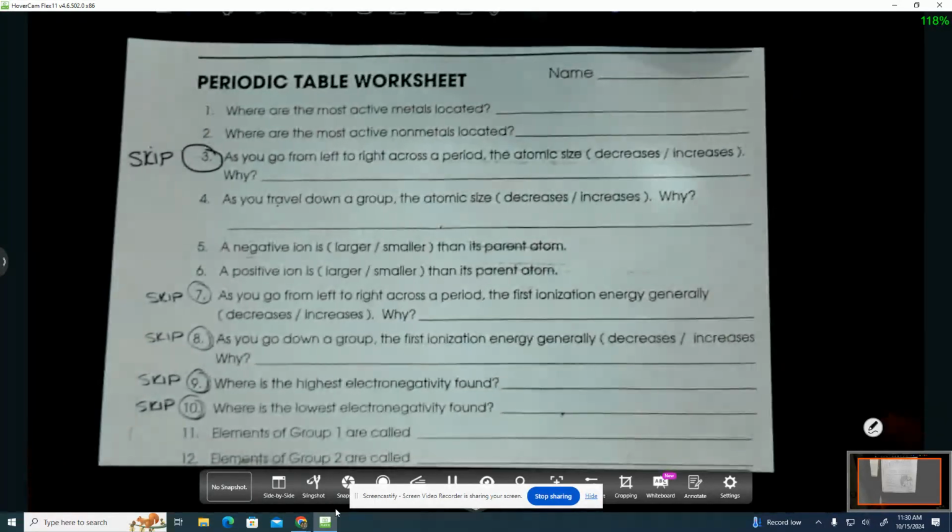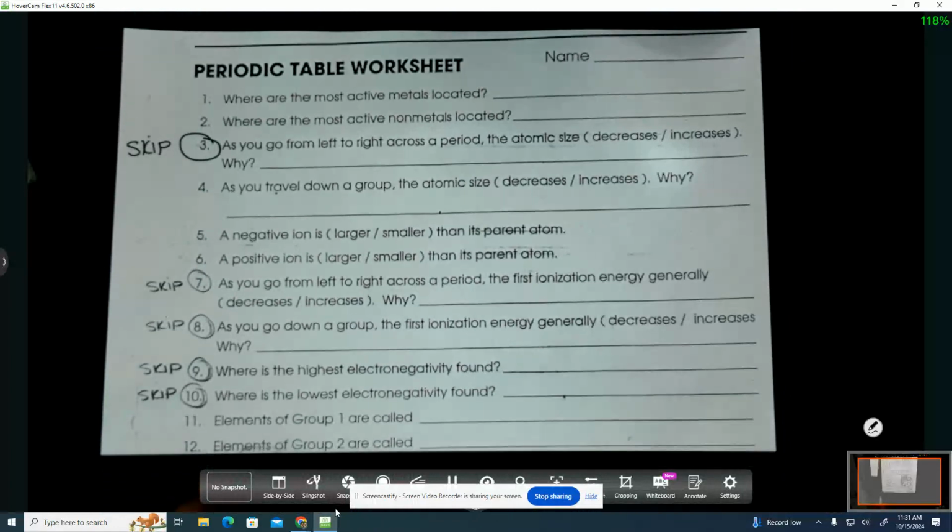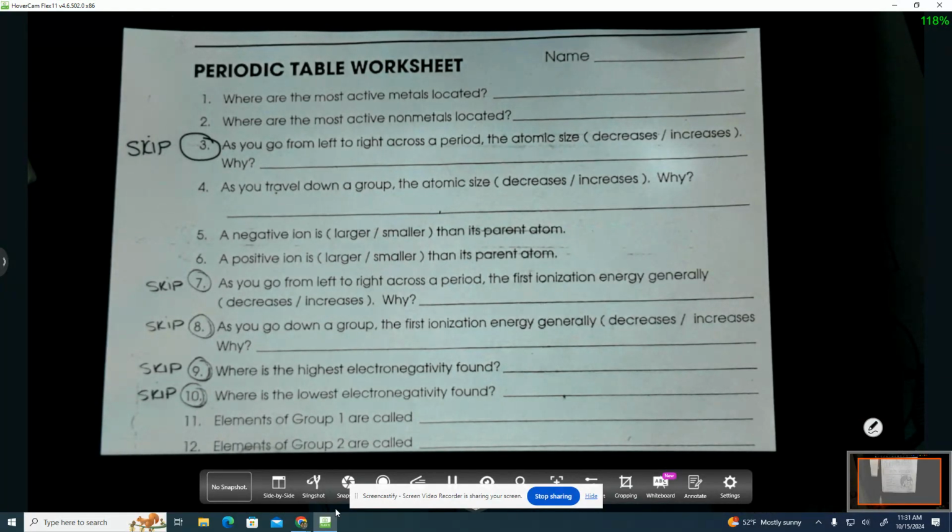All right. We're finishing up the periodic table stuff this week. Here we go. Where do we find them? I want everyone to have in front of them a periodic table. If you don't have a periodic table in front of you, it's going to be much harder to do this. All right. Where do we find the most active metals?